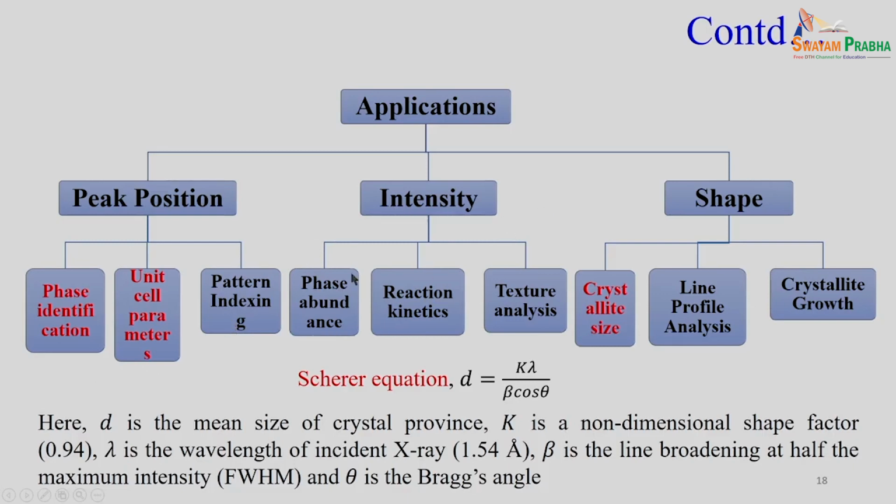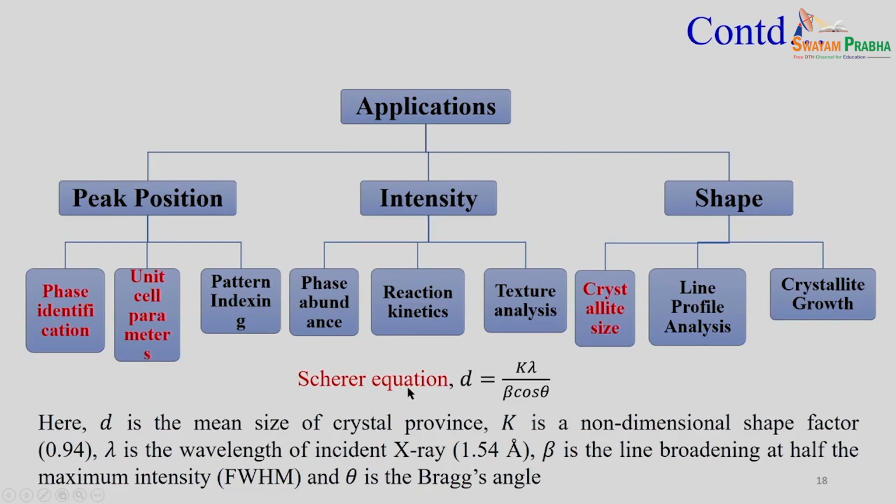From the intensity we analyze which phase is present in the larger amount, that is phase abundance. Also it gives some information about the texture analysis and the reaction kinetics, and the shape of the curve gives the average crystal size, its line profile analysis and the crystal growth kinetics. So, this information from the peak position, intensity and shape is analyzed. Particularly the phase identification, the unit cell parameters and the crystalline size are most commonly used.